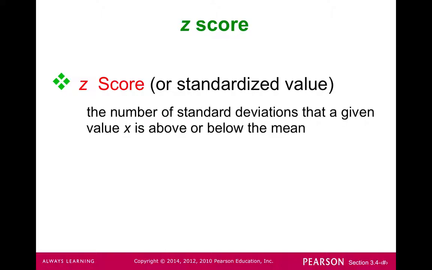So let me back up and say that again. The standard deviation in general, which we learned how to calculate in section 3.3, is a measure of, on average, how much your entire data set varies from the mean. Whereas the z-score is the number of standard deviations that an individual data value x is above or below the mean.